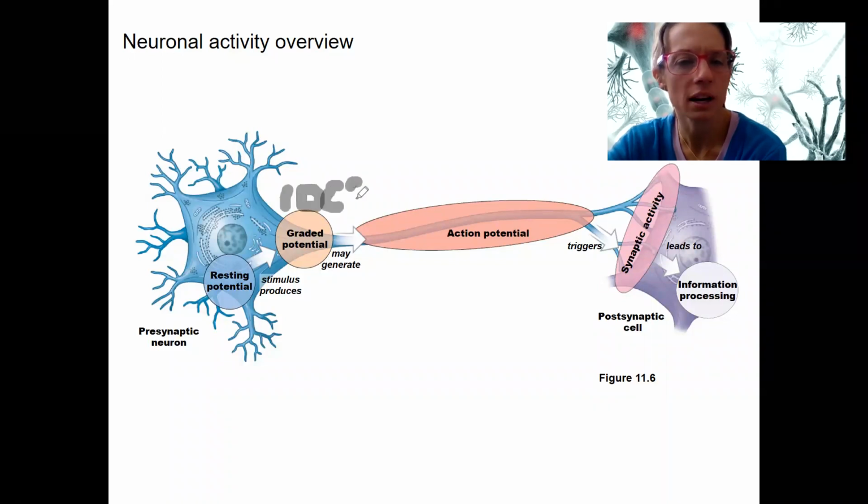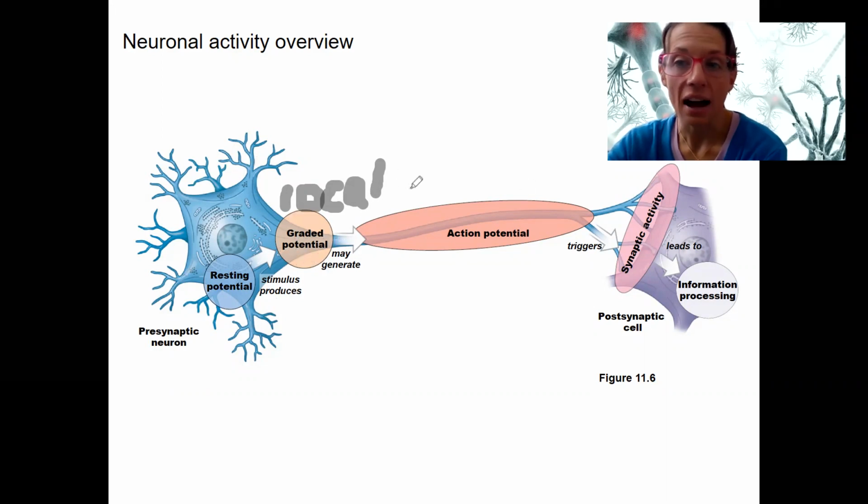Local potentials are changes in membrane potential. They're going to happen locally. Graded means they can be different sizes, different strengths, and they're going to occur somewhere along the cell body prior to the axon hillock.